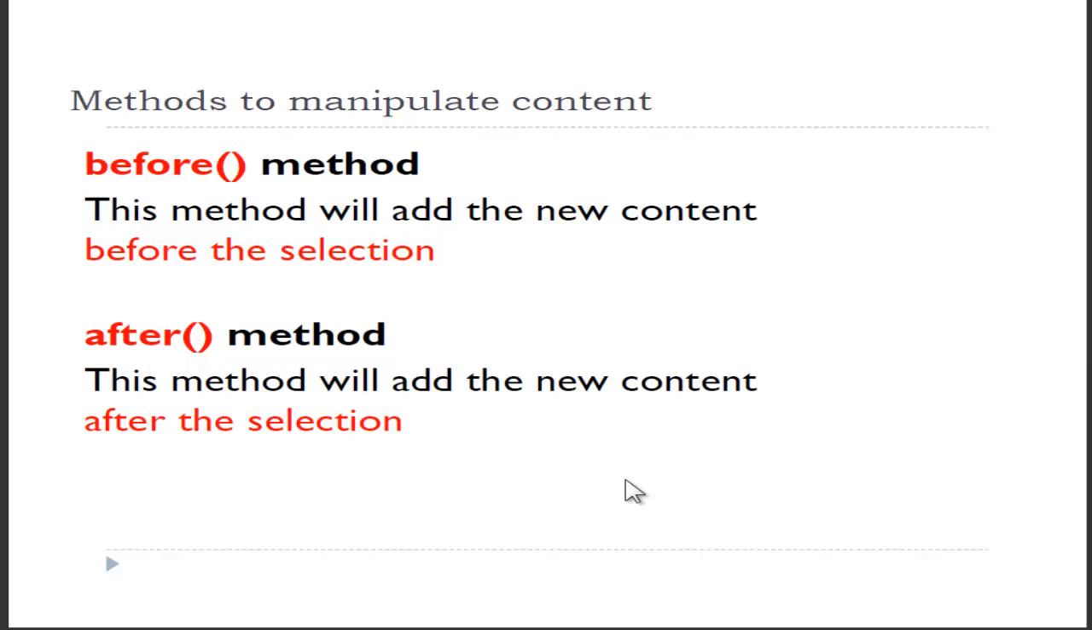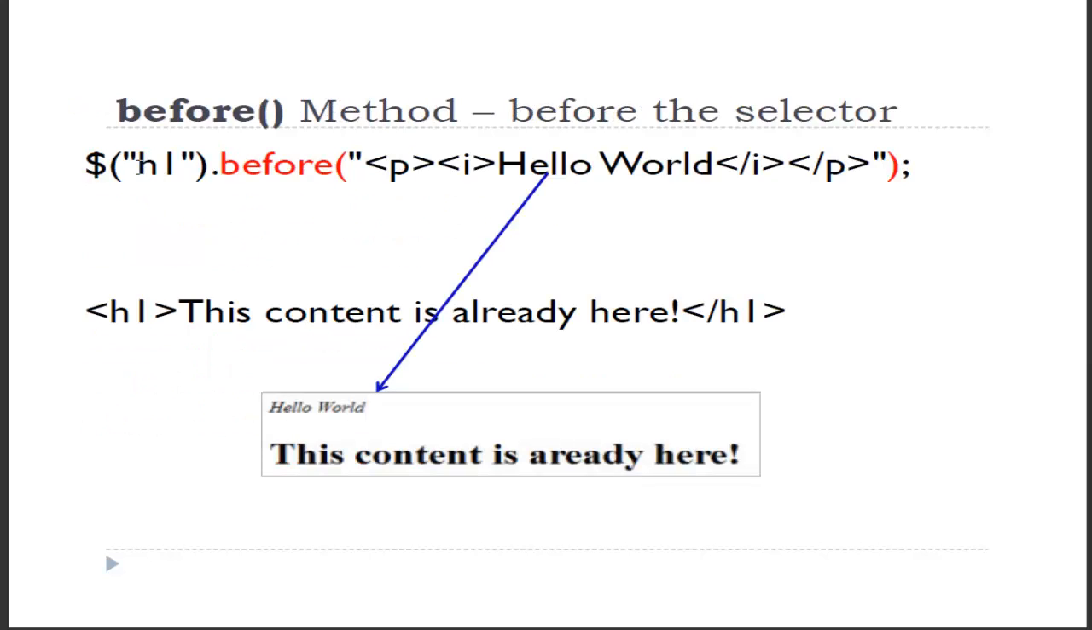So let's take a look. Here we have our selector dot before. So I am placing this new content before the selector. So if here's my H1 selector and I look in the browser, you can see that that has been added, so to speak, before the selector.